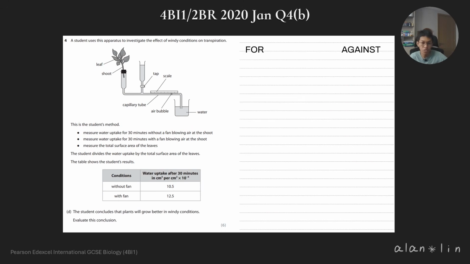So here's how I would split my response. Obviously, in exam conditions, we're not doing this. This is just for the purpose of illustrating it. In exam conditions, I would write the for part and then I would follow it up with the against part at the bottom. Okay, so step 1 is to analyze the data.